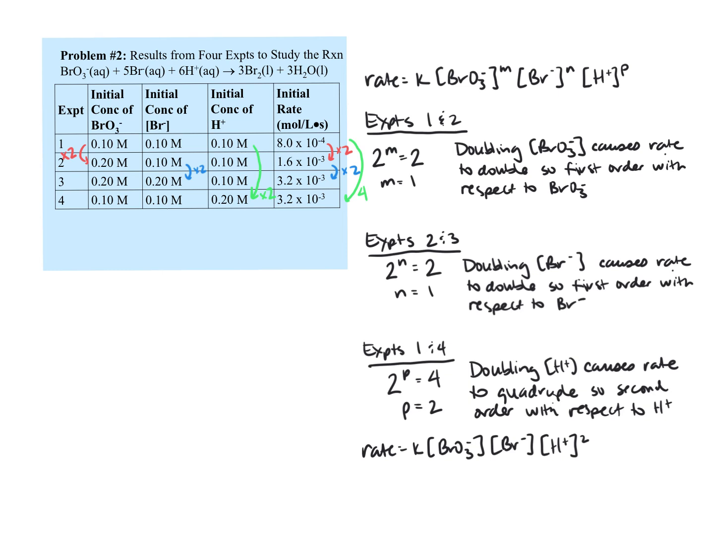So if you did this correctly, you would have used experiments 1 and 4 because that's the one where the concentration of H plus changes while everything else is constant. And you notice in this one that doubling the concentration actually causes the reaction rate to quadruple. So by using the exponent rules here, you'll notice that P is 2. And the written explanation would be doubling H plus causes the rate to quadruple. So it's second order with respect to H plus to give you this overall rate law.